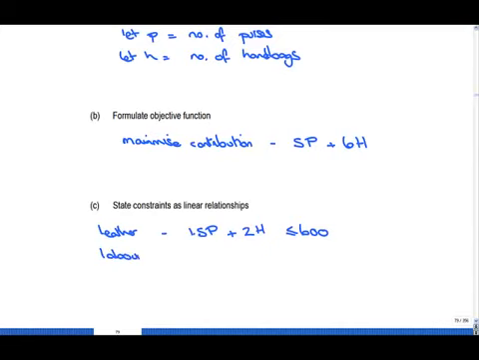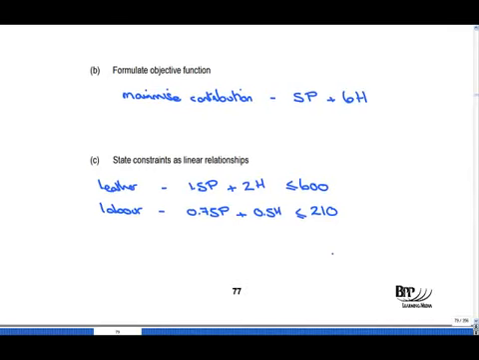If we go through the same process for our labour, we're told that we need 45 minutes, so that's 3/4 of an hour to make a purse. We need half an hour to make a handbag, and that has to be less than or equal to the 210 hours we have available. Now the other quota that we have there is an EU quota, and that says that we have to make at least as many handbags as we do purses, so H has to be more than or equal to the number of purses that we make.